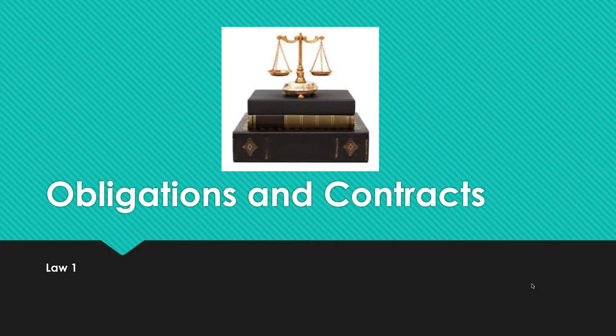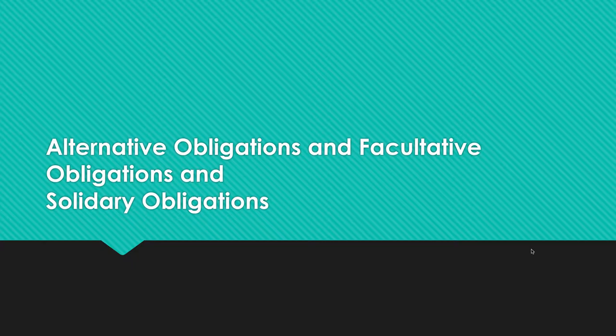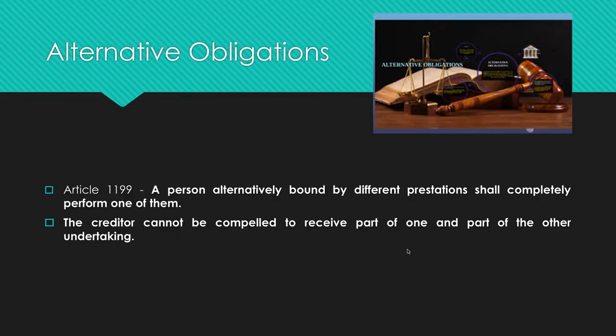So let's continue. Let's go to alternative obligations and facultative obligations and solidary obligations. For alternative obligations, it's under Article 1199. A person alternatively bound by different prestations shall completely perform one of them. Okay, so that's alternative.